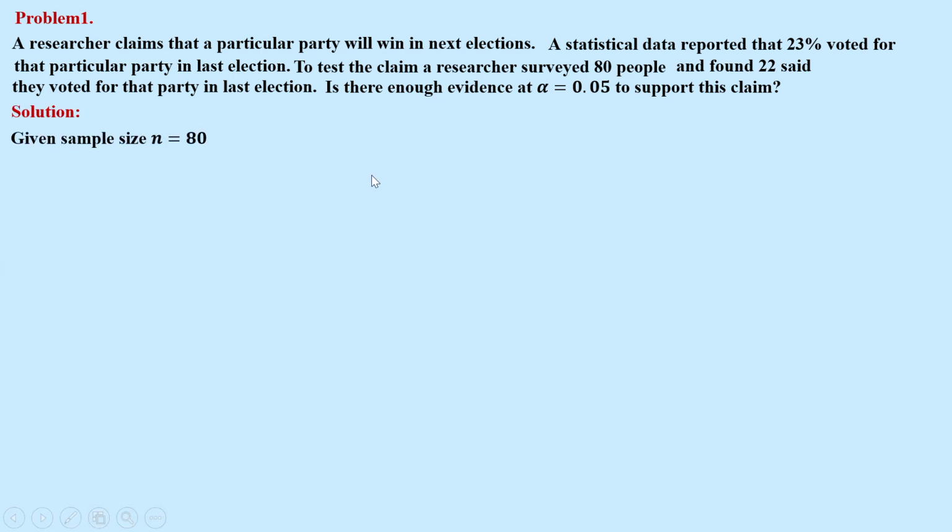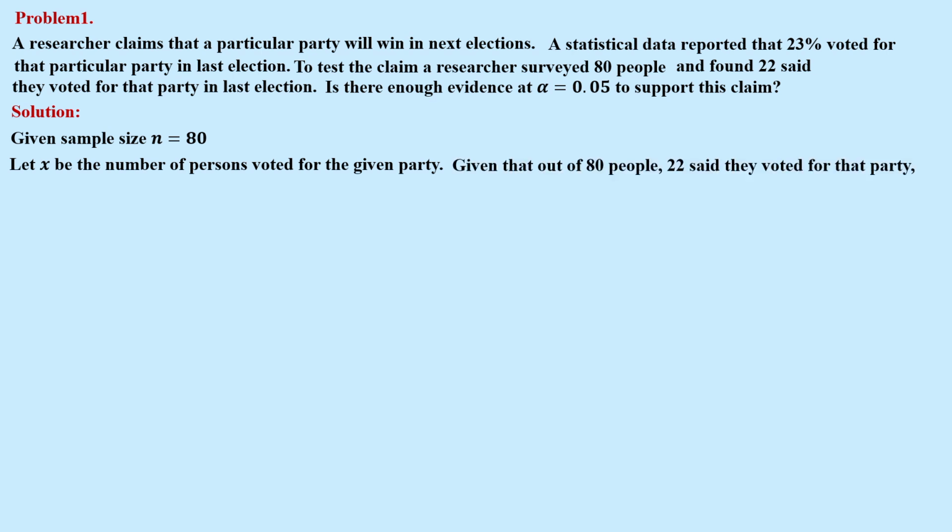Given sample size, he surveyed 80 people, so small n is equal to 80. x is the number of persons who voted for the given party, the number of successes in this case. Out of 80 people, 22 said they voted for that party, so x is equal to 22, n is equal to 80. Proportion means percentage. Small p is equal to x by n, 22 by 80, that is equal to 0.275.